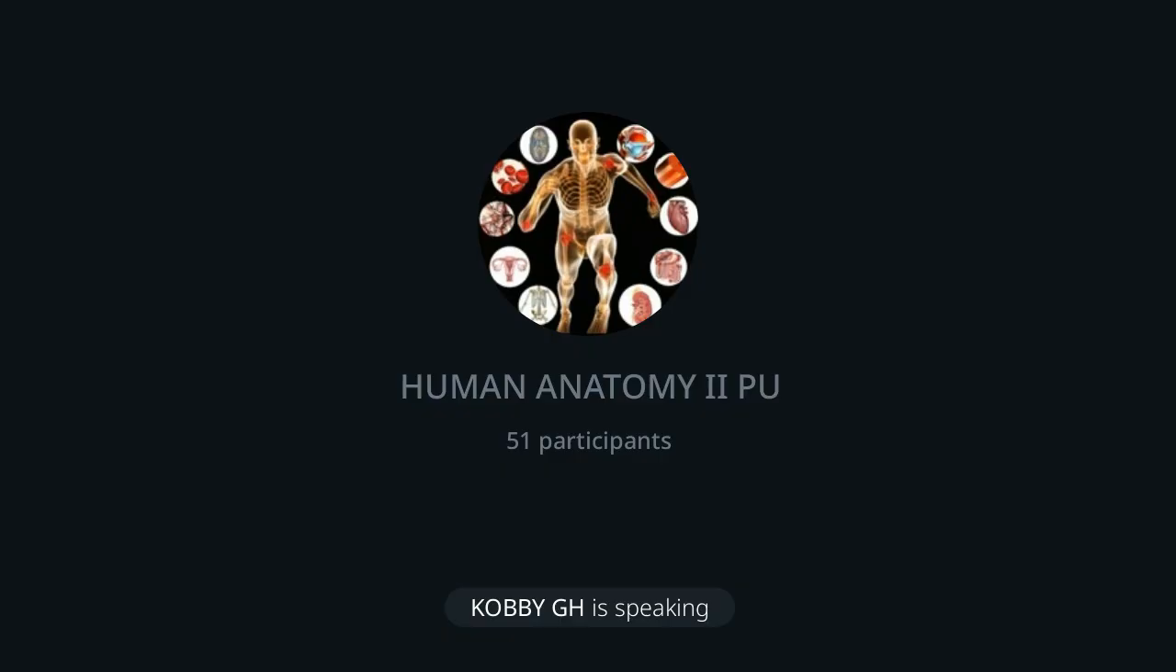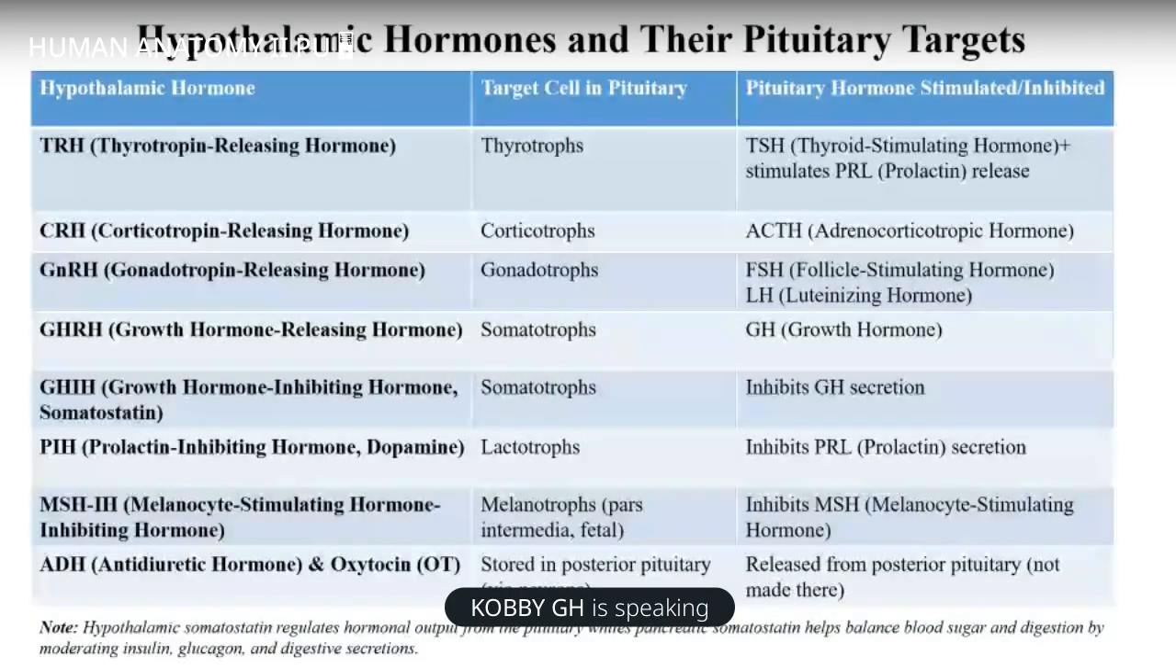So that is the posterior pituitary. The hypothalamus produces oxytocin and sends it to the posterior pituitary, and then the posterior pituitary releases it. Is that okay? So when the hypothalamus produces the posterior hormones, it does not release them. The posterior pituitary is the one that releases the hormones. Is that okay? So basically, that is it for there.